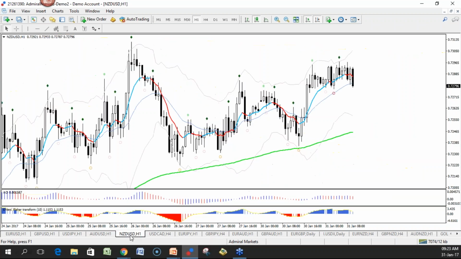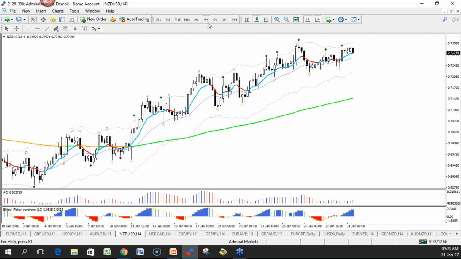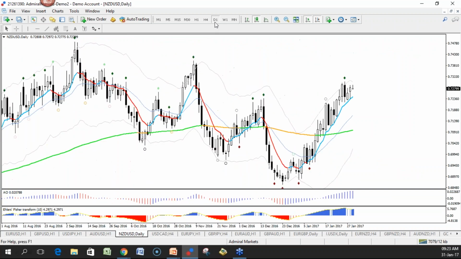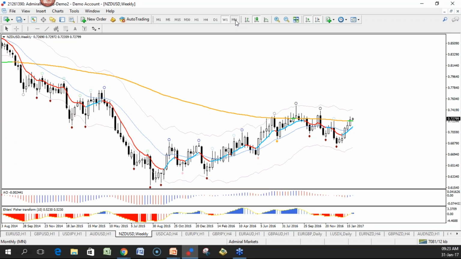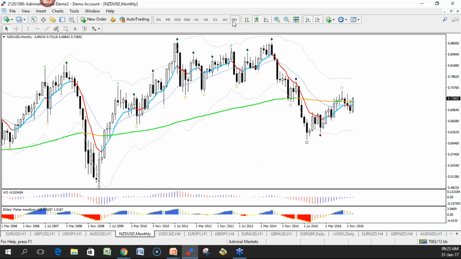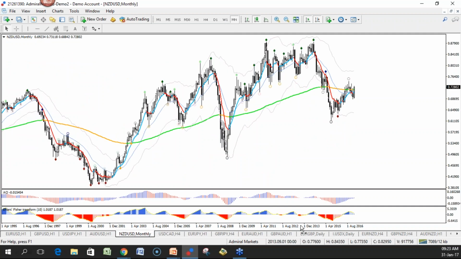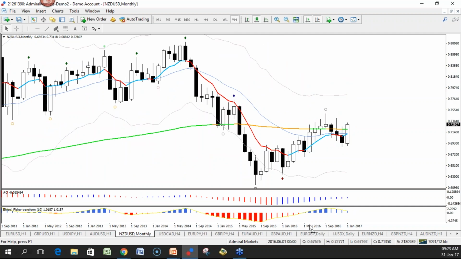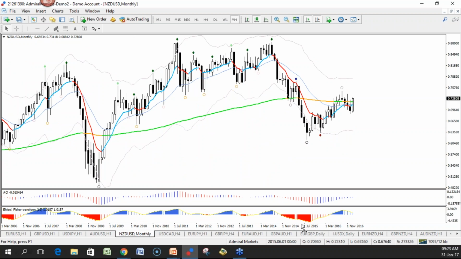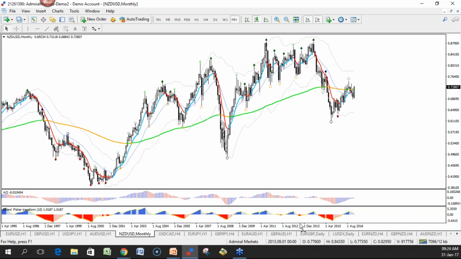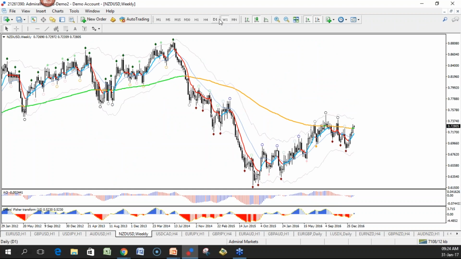Let's see, Kiwi is difficult. I would say that for the moment it is still significant bearish momentum, and this could easily be a bullish correction. On the monthly at least.